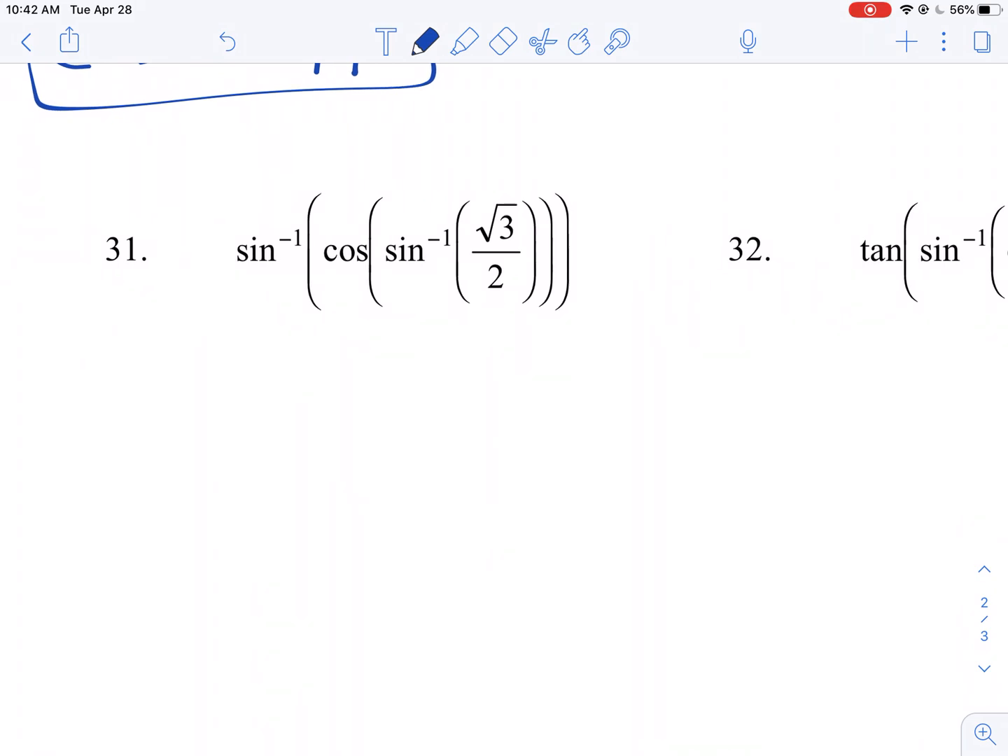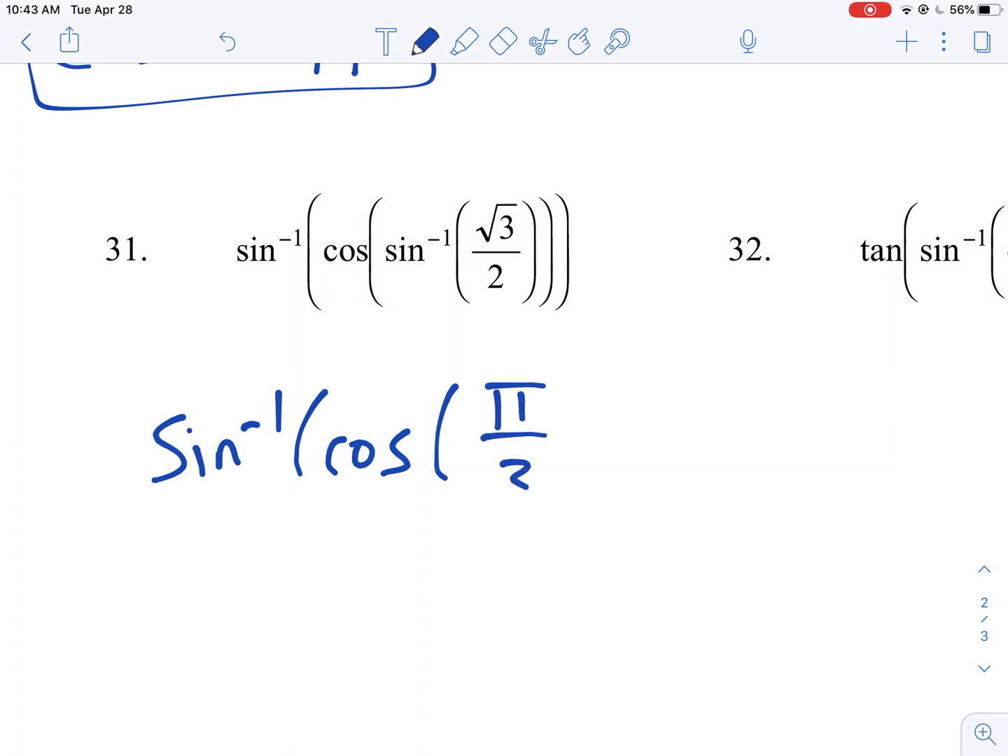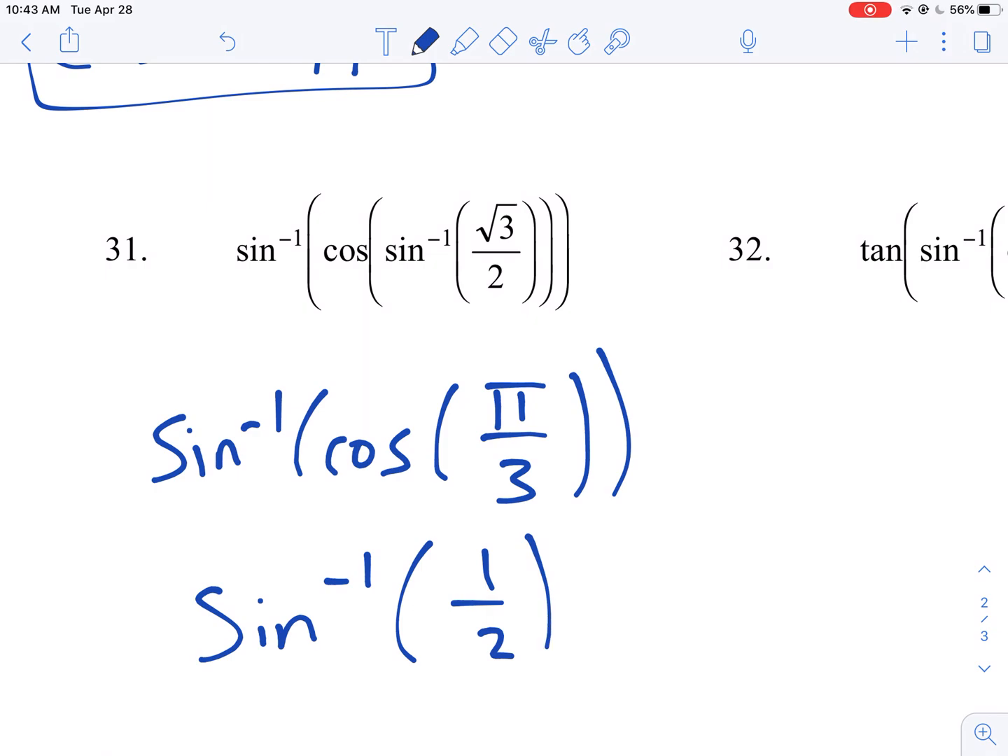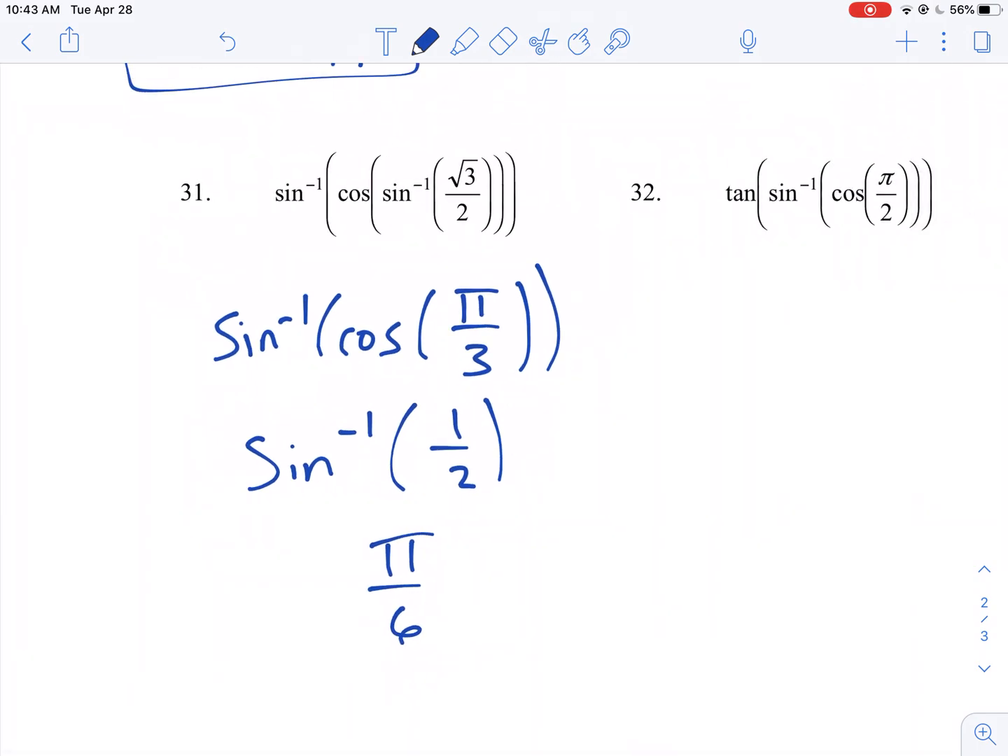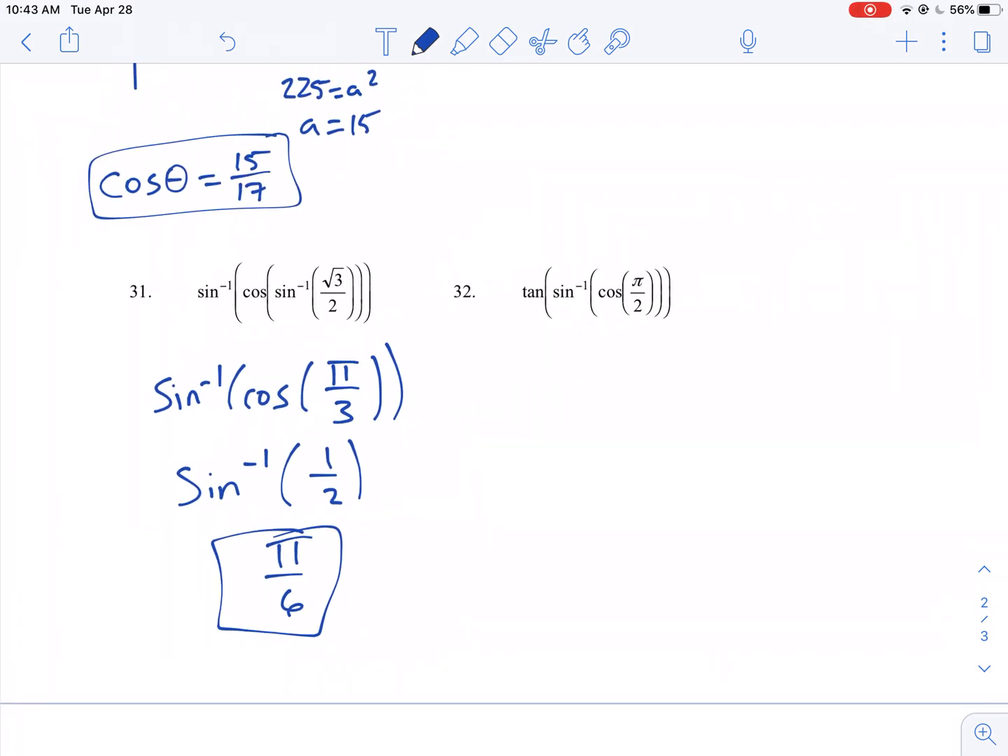We're doing the sine inverse of the cosine of the sine inverse of root 3 over 2. We're still working in order from inside out. So I'm saying that I want the inverse sine of the cosine of whatever angle has a sine of root 3 over 2. Well, the angle that has a sine of root 3 over 2 is pi over 3. The cosine of pi over 3 is 1/2, so now I'm doing the sine inverse of 1/2, and the sine inverse of 1/2 is pi over 6. So this does shift around a little bit because I have that cosine in the middle, which shifts my numerical value. It's still just working in order, from inside out, and just adding on to it.